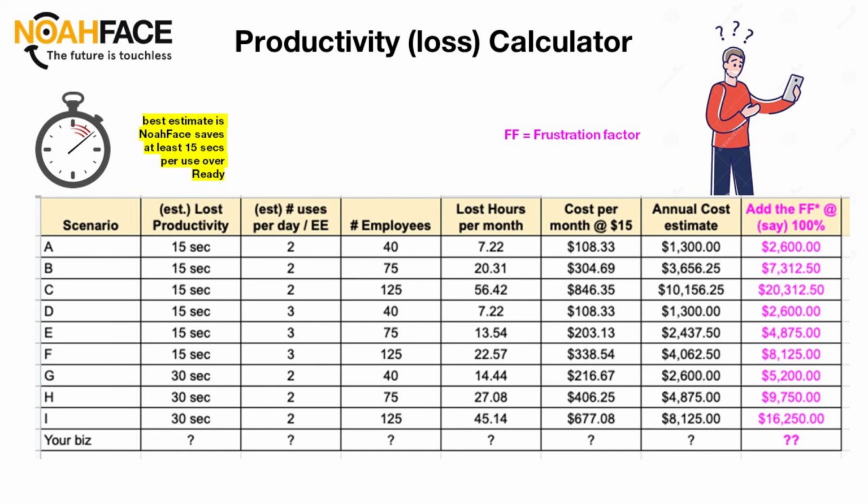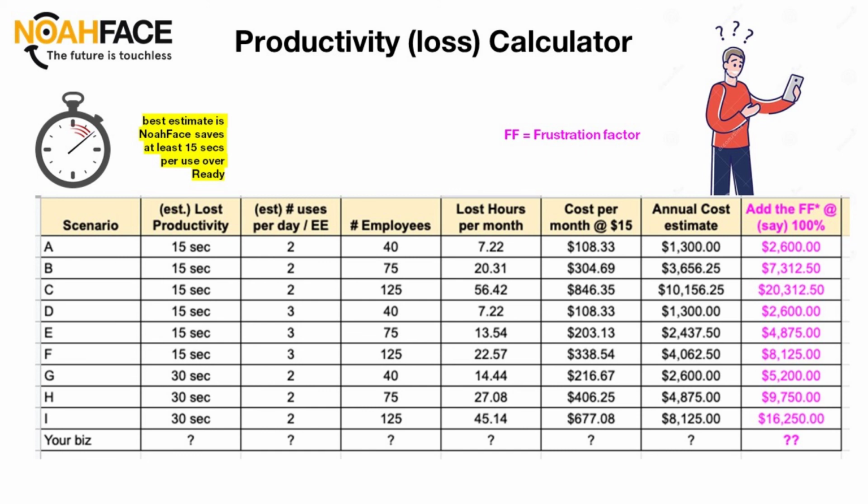So if it is in fact 15 seconds of lost productivity, and let's say that your employees are using the product on average 3 times a day, and you have 125 employees, you can see here that there is a significant number of lost hours per month in terms of productivity, and you can cost that out at whatever number you want.